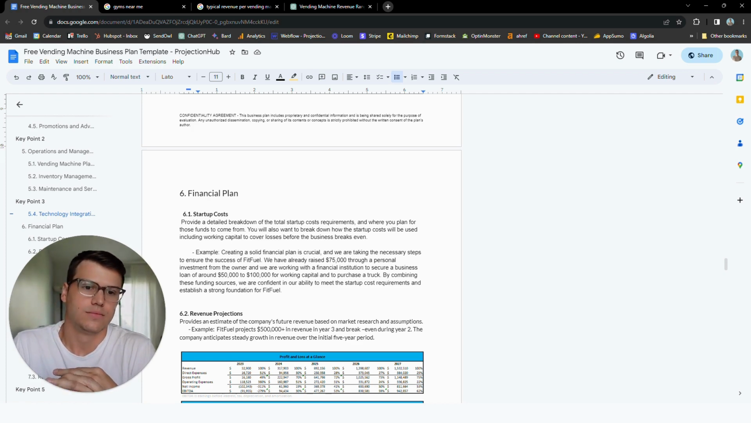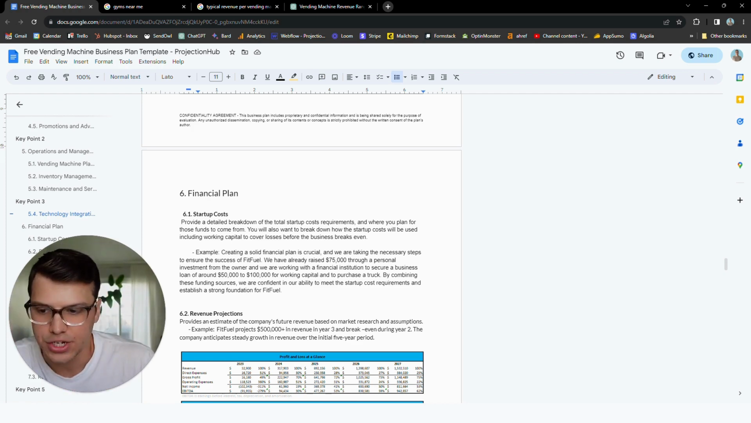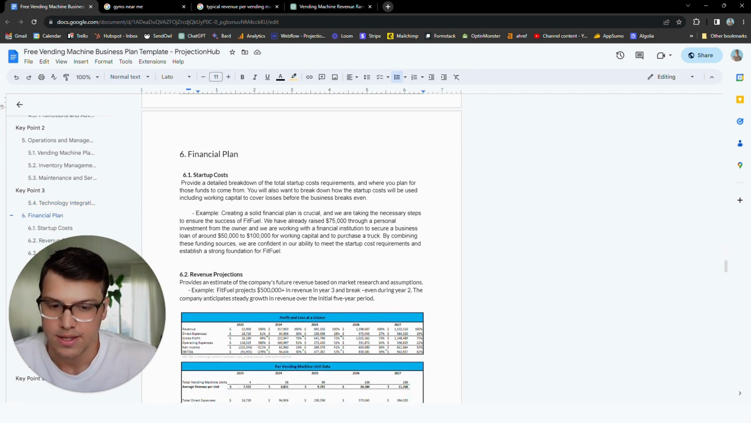And so key point number 4 isn't creating financial projections, because they're expected. They need to be in here. So I'll get to key point number 4 in just a second.